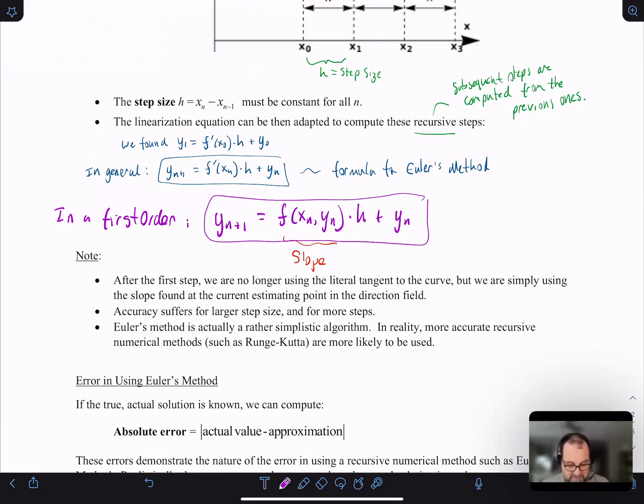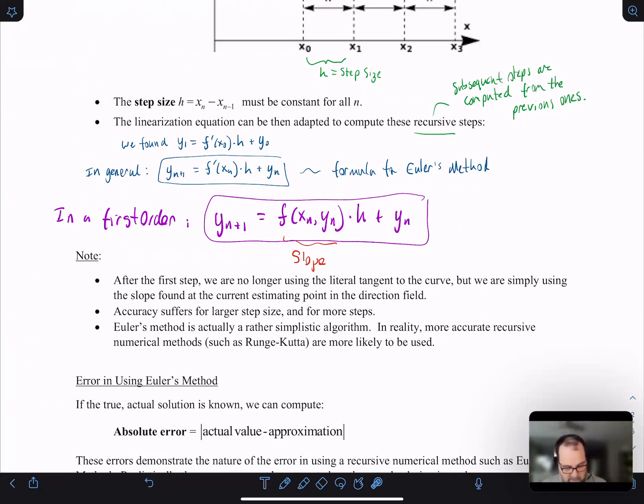So after the first step, you are no longer using a literal tangent to the curve. We are basically now in a slope field, and we have stepped over to a new estimate point in our slope field, and we now use the slope at that point of our slope field to be the slope for the next segment.